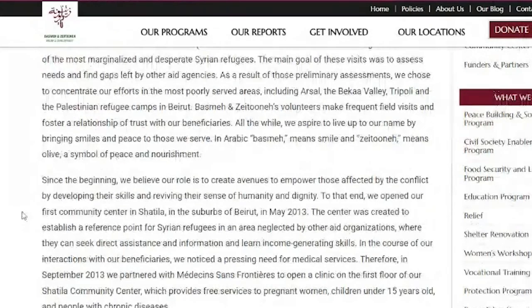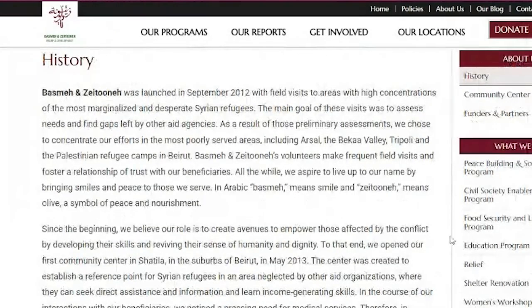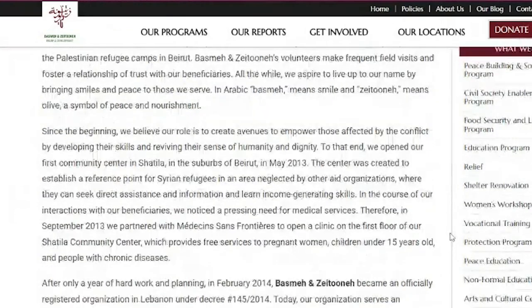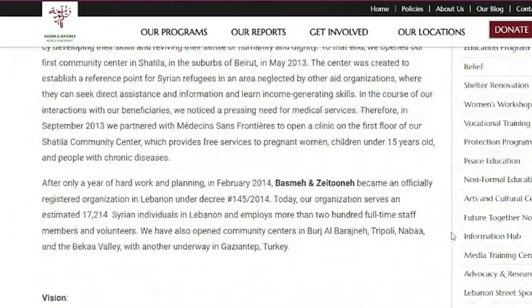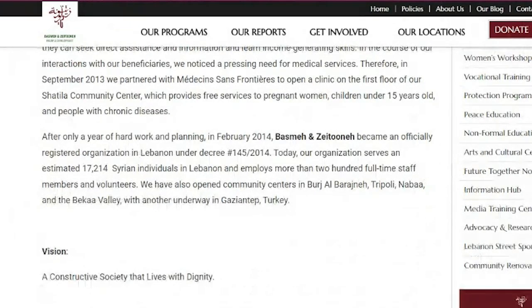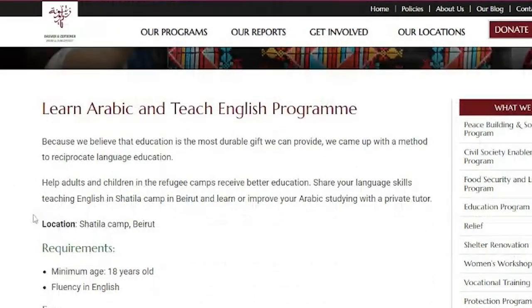There's also Basmeh and Zaytouneh, which is a registered organization located mostly in Lebanon, and it has a center in Turkey and one in Iraq. It was established in 2012, and their mission as an organization is, since the beginning, we believe our role is to create avenues to empower those affected by conflict by developing their skills and reviving their sense of humanity and dignity. They have served a ton of Syrian individuals in Lebanon so far.